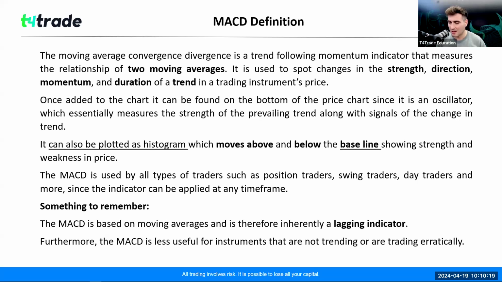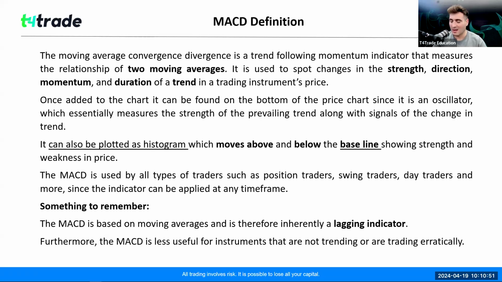Okay, so what we do care about when we use MACD is whether the trend has shifted or whether the indicator is validating that the trend is going to continue, or it is currently continuing towards the primary direction. So it can also be plotted as a histogram. Okay, it's another aspect of the MACD indicator, which moves above and below the baseline, the zero line, what we call, and signals either strength or weakness in price.